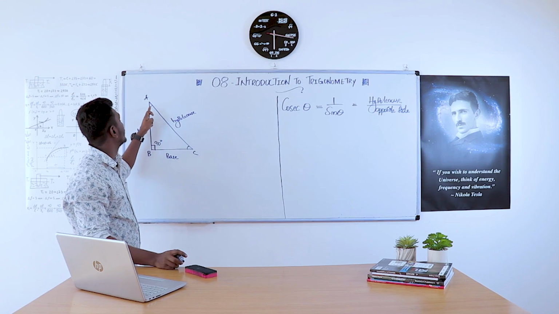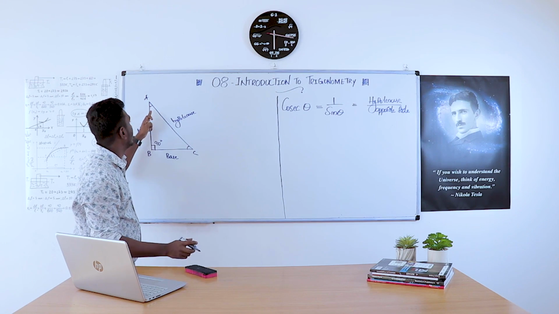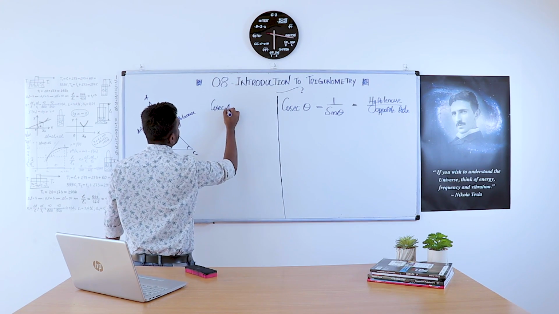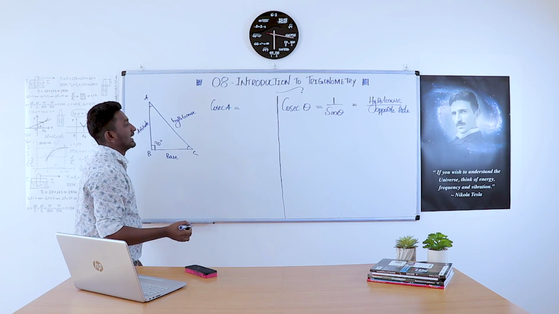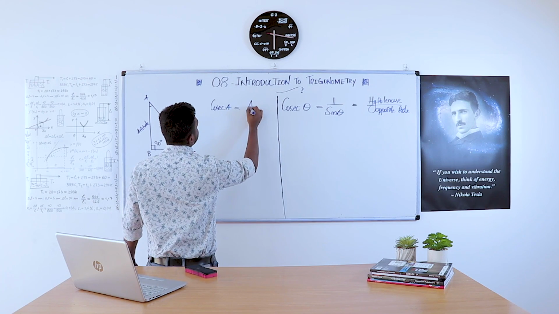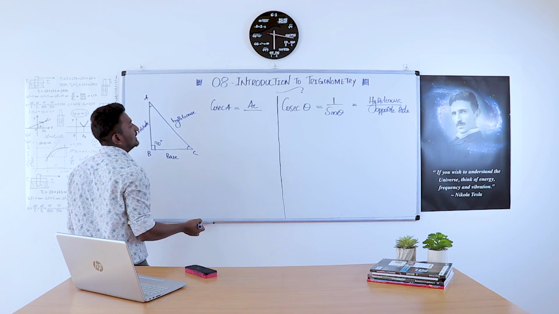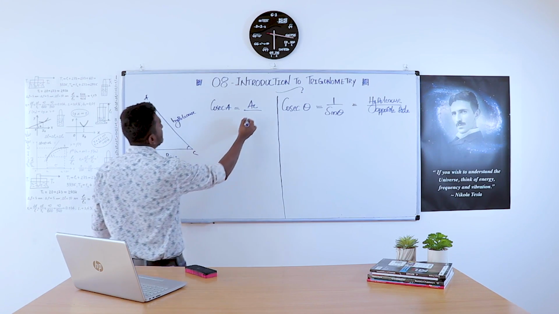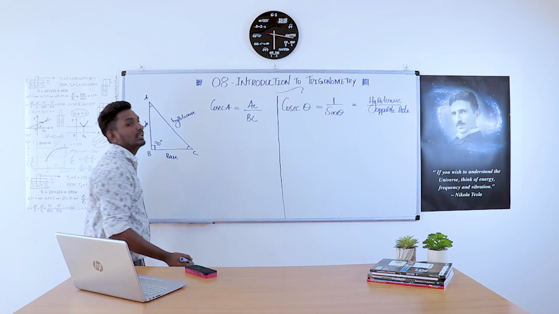If we are finding cosec of angle A, what is cosec A? It is hypotenuse by opposite side. AC is the hypotenuse, and the opposite side of angle A is BC. So this is cosec A.